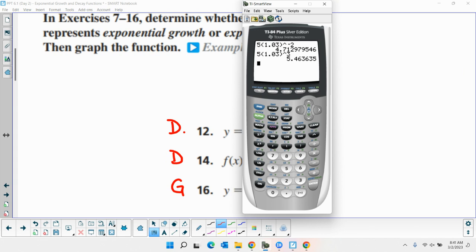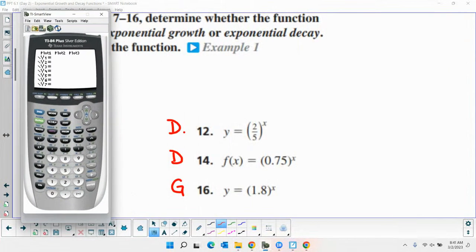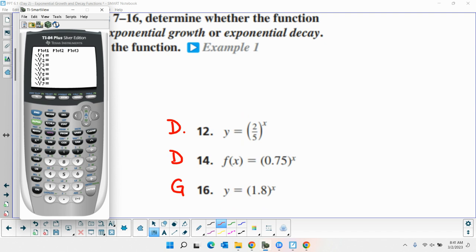All right? So you hit your y equals. Let's go this way this time. And just put it like it is. Parenthesis, 2 divided by 5. And then caret x. And then I'll hit zoom 6 so it looks like the normal. And there you go.